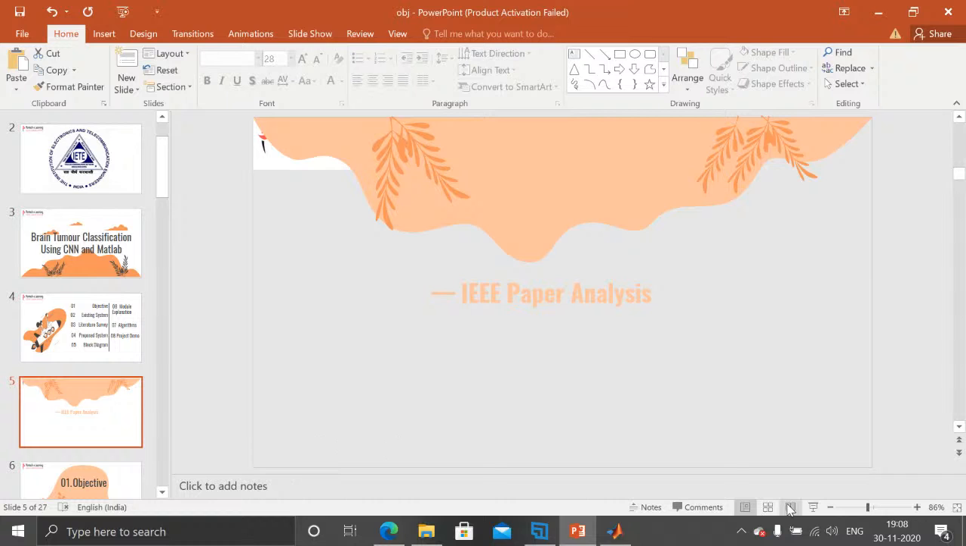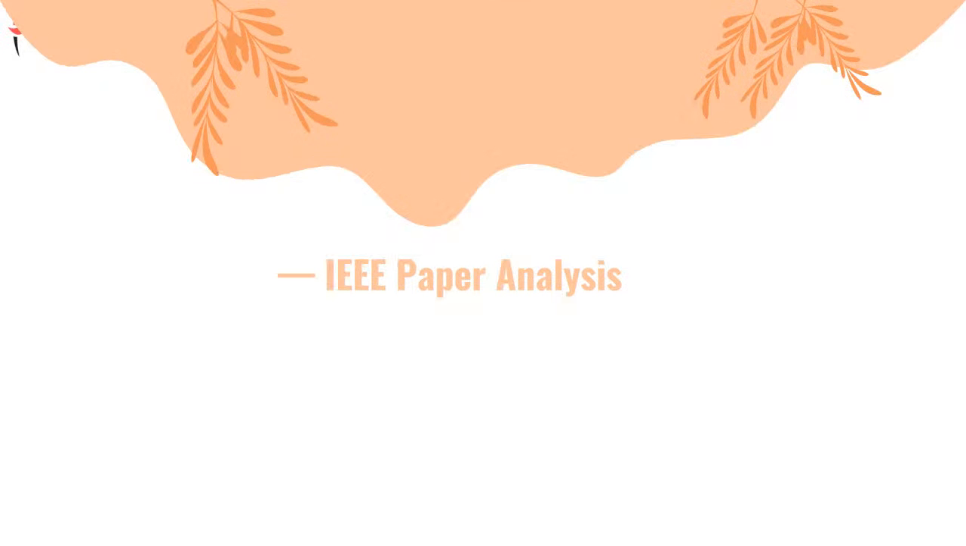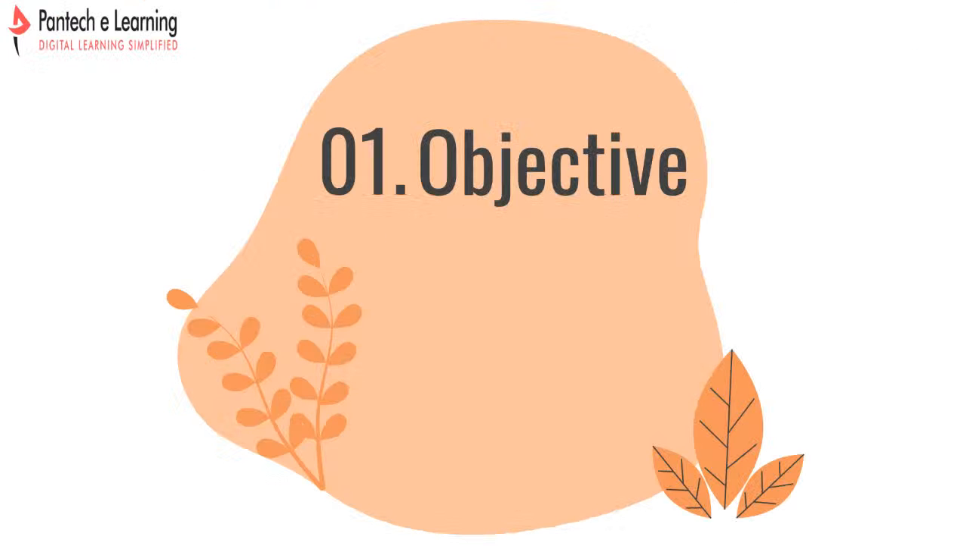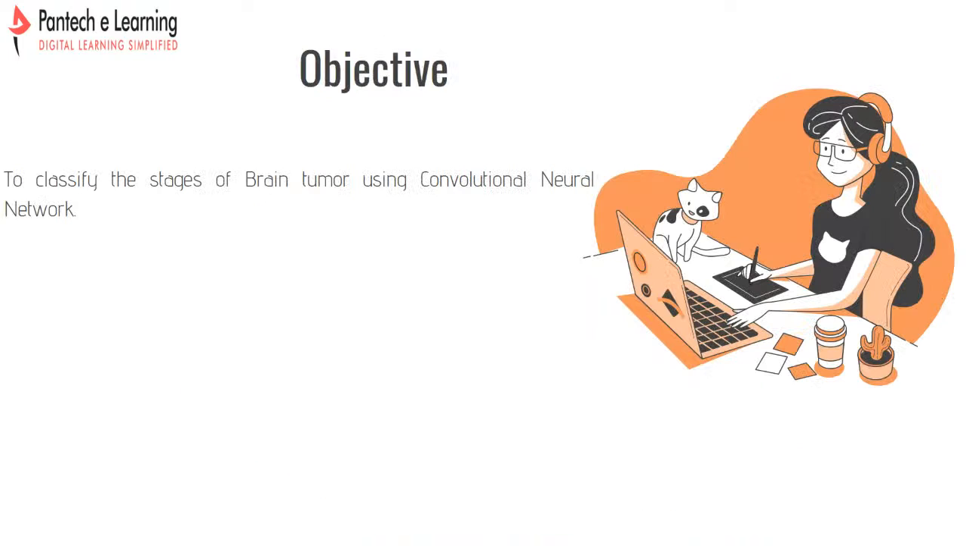Now let us go towards the objective. The main objective is to classify the brain tumor using a convolutional neural network, and at the same time segment the part where the tumor has occurred.